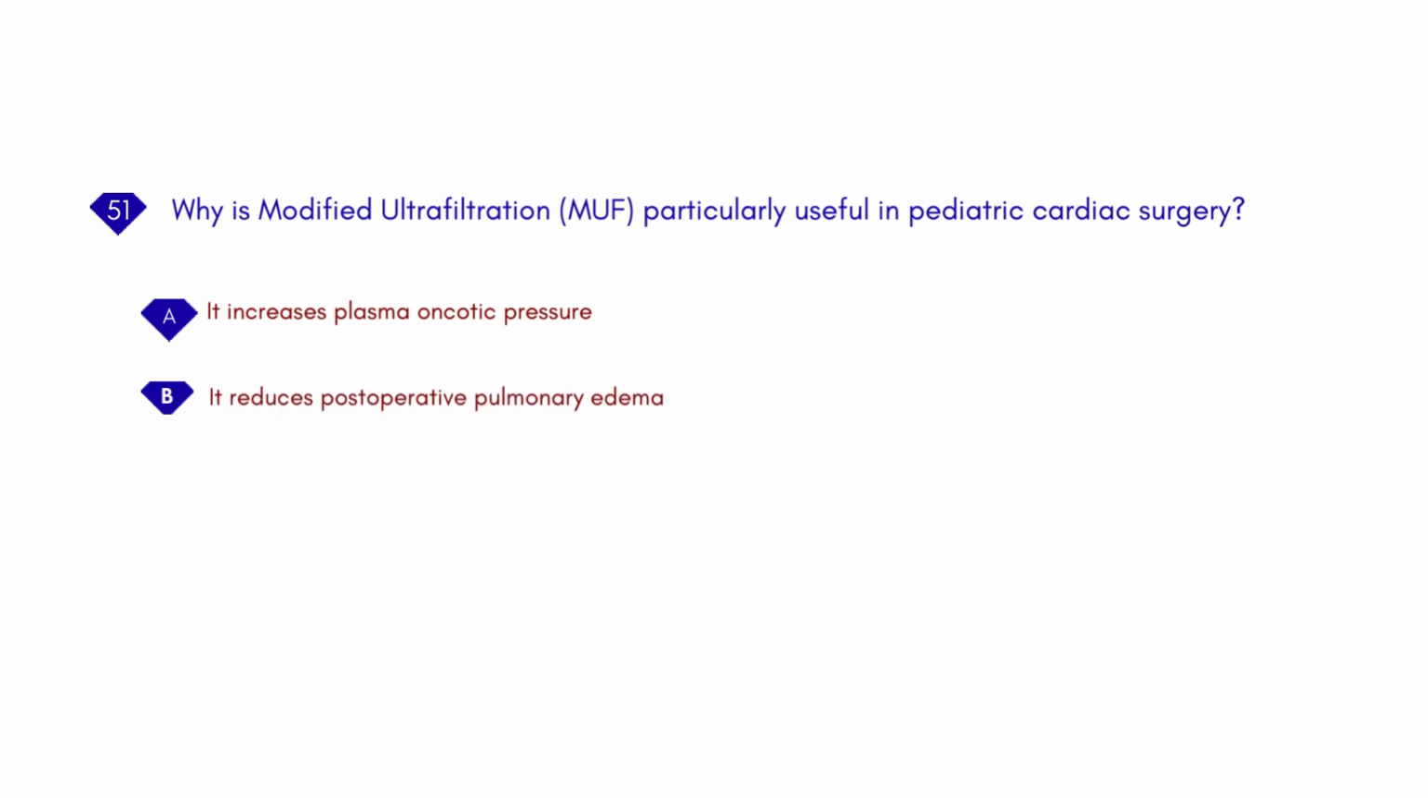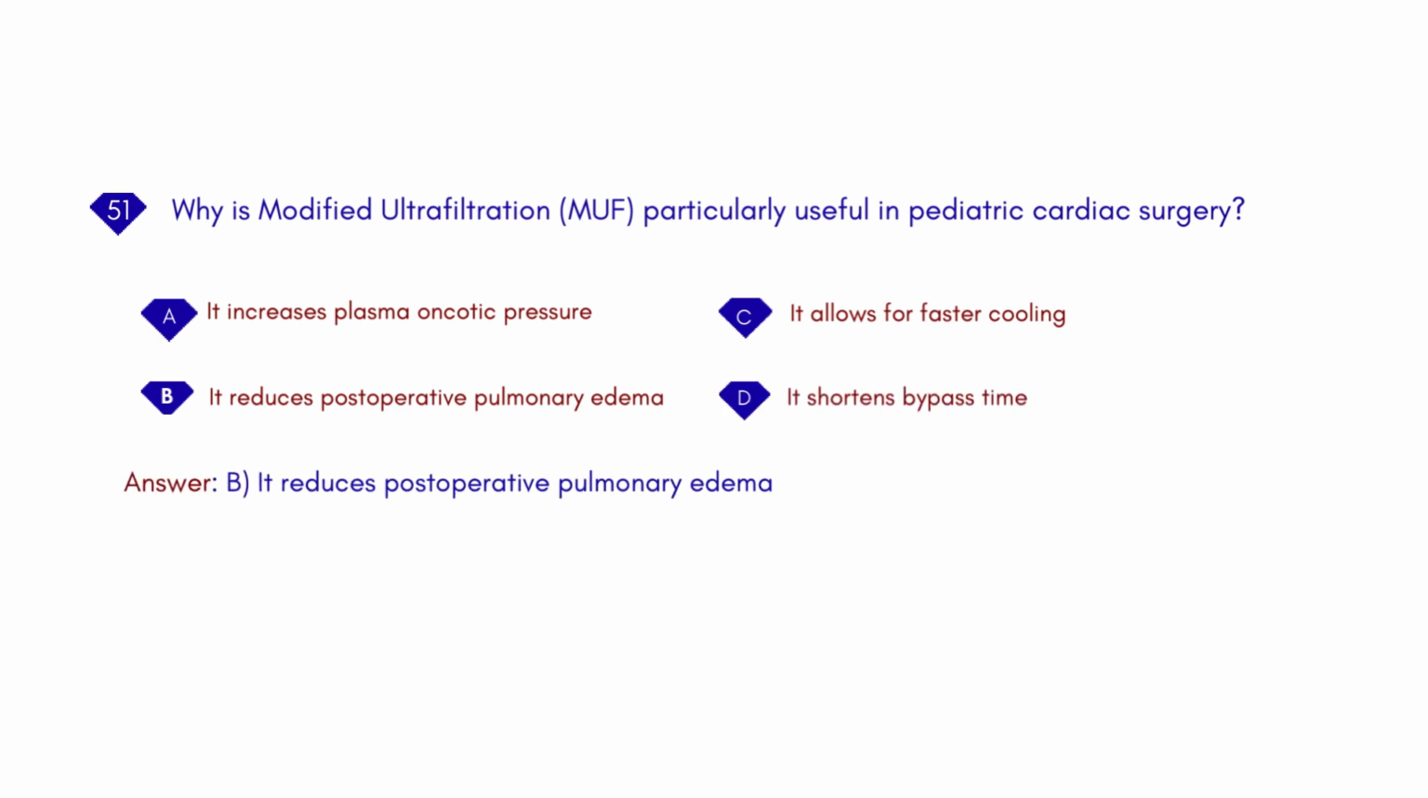Why is modified ultrafiltration, MUF, particularly useful in pediatric cardiac surgery? A. It increases plasma oncotic pressure. B. It reduces postoperative pulmonary edema. C. It allows for faster cooling. D. It shortens bypass time. Answer: B. It reduces postoperative pulmonary edema.